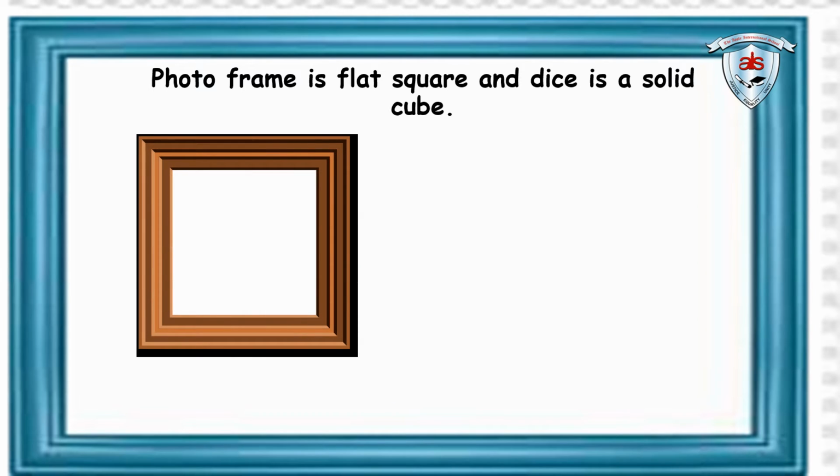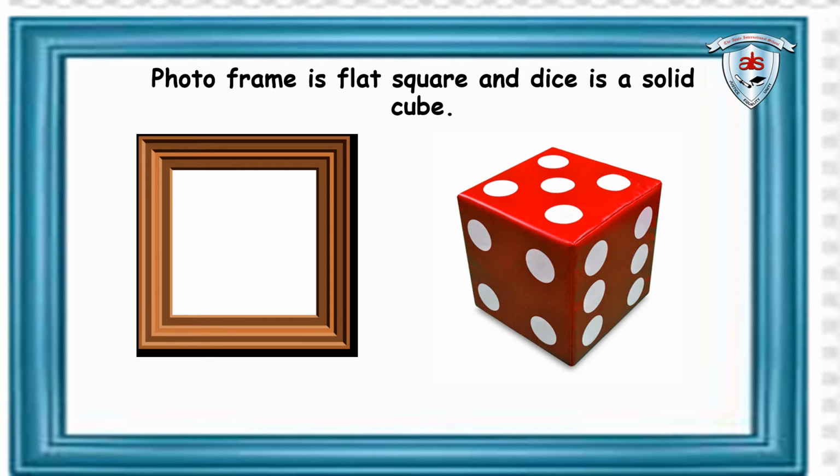Here I have a photo frame and I have a dice. Now the photo frame is flat, square, and the cube is a solid cube. So these are the examples for flat 2D shape and solid 3D shape. The frame is a 2D shape and the cube dice is a 3D shape. Now let us go to the next slide.